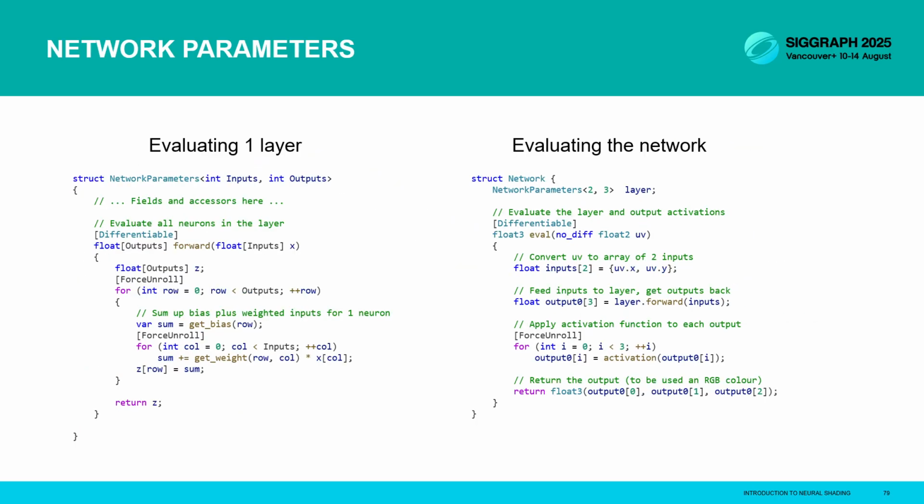On to actually evaluating the neural network. We're going to start on the right-hand side, in which we take the UV and we store it as a simple array of just 2 floats. We feed those 2 floats into the network, which gives us back 3 output floats. We apply our activation function to those outputs, and we return them as an RGB color. On the left-hand side, we've got that for loop that we saw earlier in the neuron diagram, which calculates the Z vector. And the only difference now is that we're doing it for all neurons instead of just one.